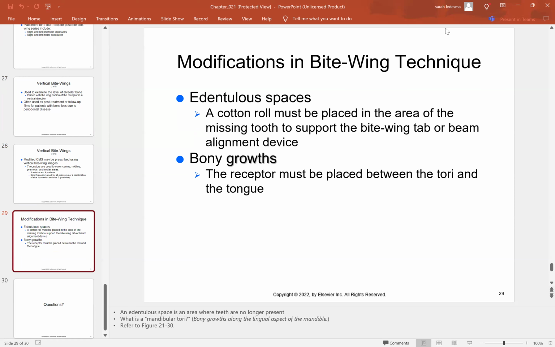Modifications in bite wing technique. For periodontal or edentulous spaces, cotton rolls must be placed in the area of the missing tooth to support the bite wing tab or beam alignment device. With bony growths, a receptor must be placed between the tori and the tongue. This concludes our video lecture.